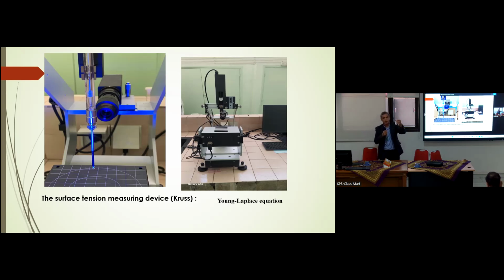For example, I can tell you if it is water or not. If I find 72 millinewton per meter, this is water. But if I find something like 60, this is water plus something. If I have the tensiometer, before drinking I can test whether it is water or not, because a little amount can change the surface tension, with some detergent for example. And we have this apparatus to measure the quantity of surfactant.